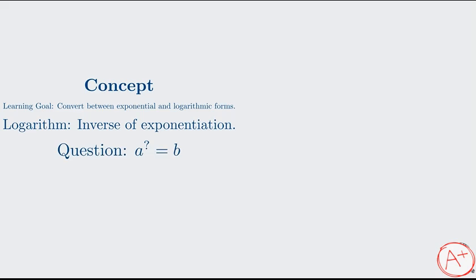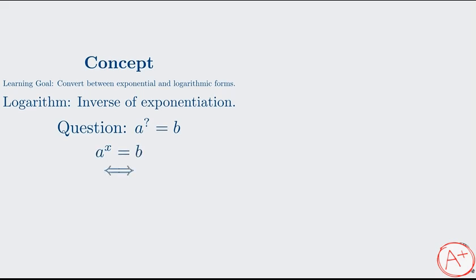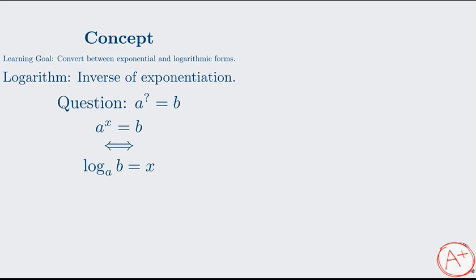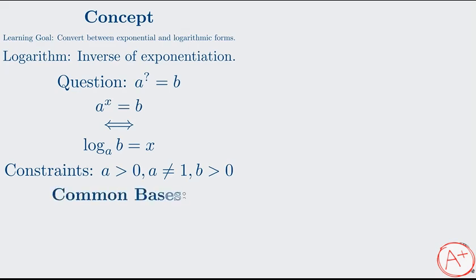If we have an exponential equation where a is the base and x is the exponent, this is equivalent to saying the log base a of b equals x. Note the constraints. The base a must be positive and not equal to 1. Furthermore, the argument b must be strictly positive because a positive base raised to any power will always result in a positive value.